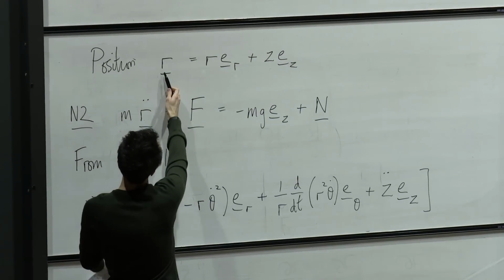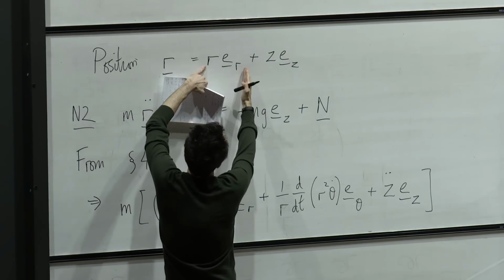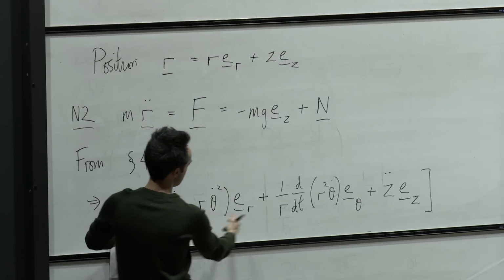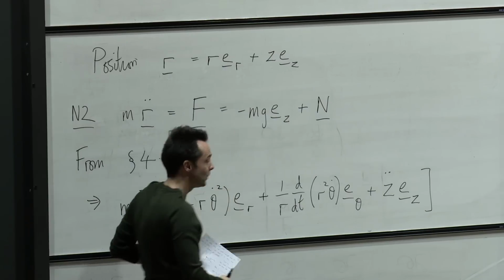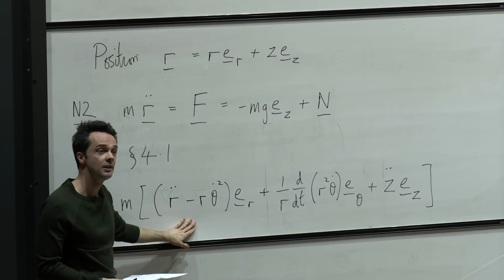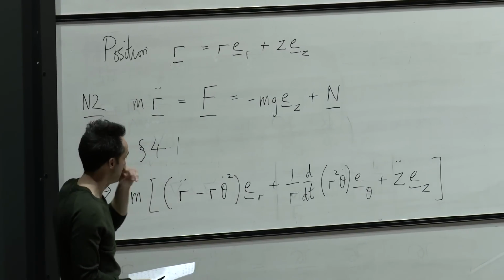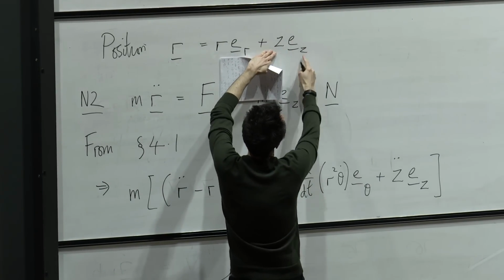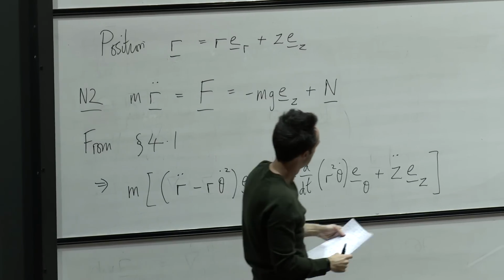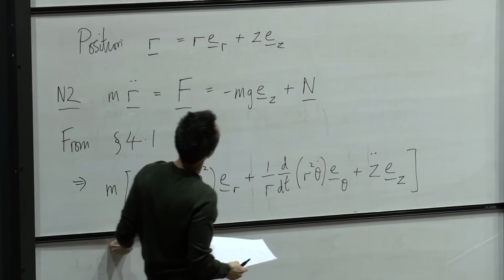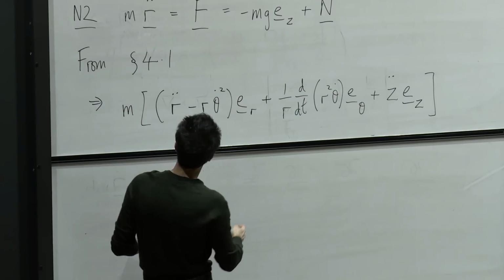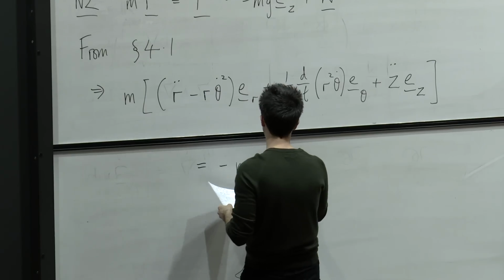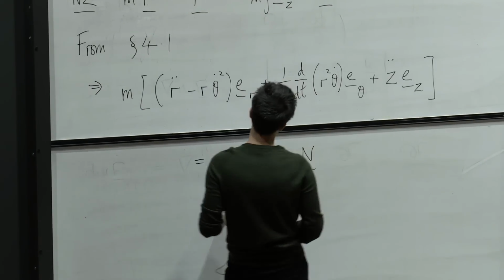To compute that, when I take r double dot, I need to take two time derivatives of this first term, r Er. And that's precisely the first two terms that I've written here. We derived this expression for acceleration in polar coordinates in Thursday's lecture last week. And then finally, taking two time derivatives of z Ez: well, Ez is just a unit vector pointing upwards, so that's z double dot Ez. OK, so that's the left-hand side. And on the right-hand side, we have the total force acting, minus mg Ez plus N, the contact force.